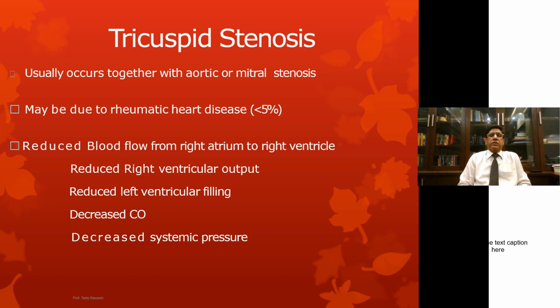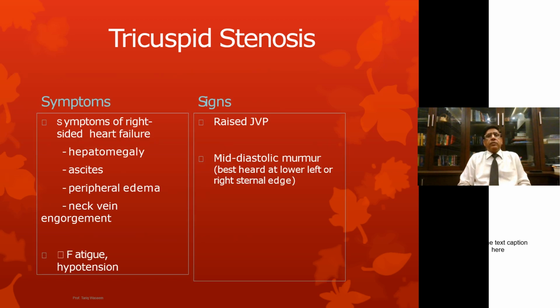It's less than 5%. So with reduced blood flow from the right atrium to the right ventricle, there would be reduced right ventricular output and reduced left ventricular filling, because less blood is going to the lung for oxygen. Of course, it would be less going to the left ventricle as well. So there's a decreased cardiac output overall, and back pressure would lead to congestion, and forward decreased systemic pressure would also be one feature.